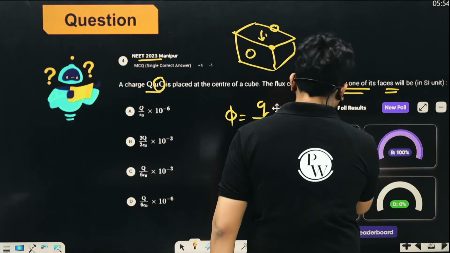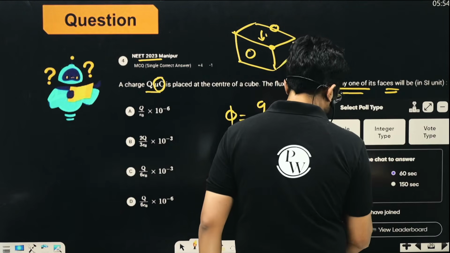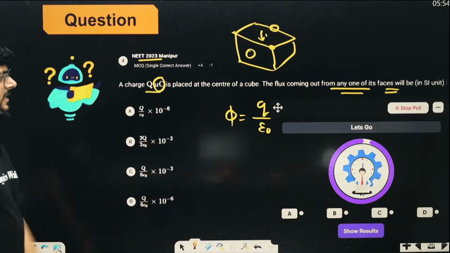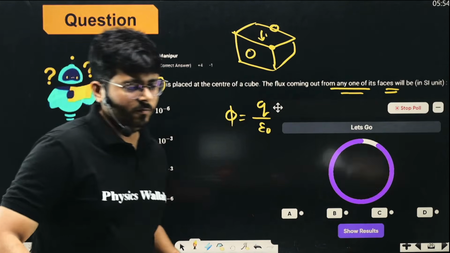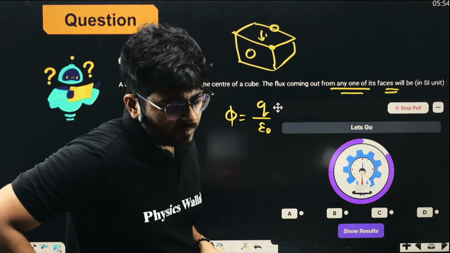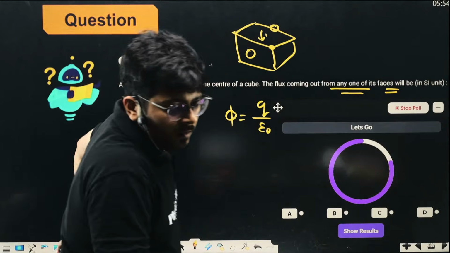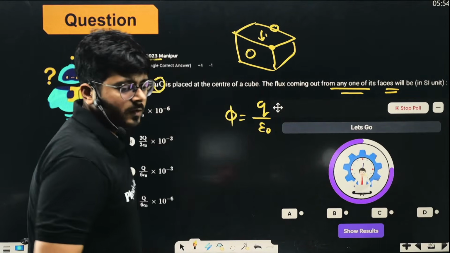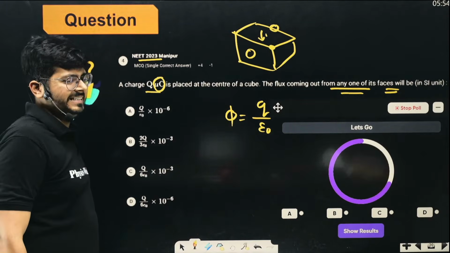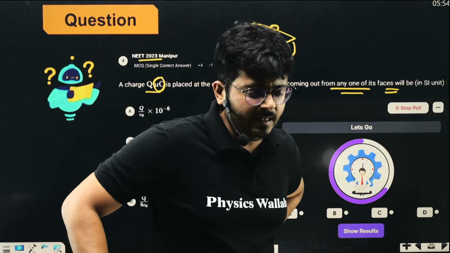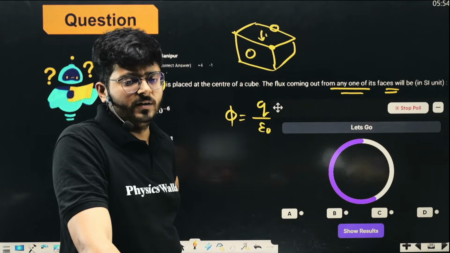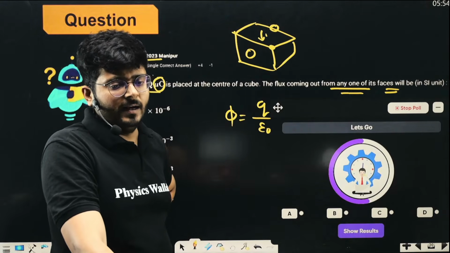So we can start. What will be the flux coming out from one particular side? Very good, Anya beta. Very good, Ayushi. Aryan, try to answer it. What will be the value of flux coming out of it? The flux coming out will be charge enclosed upon epsilon naught, and since we are only asking about the flux from one side, we have to divide it by 6.